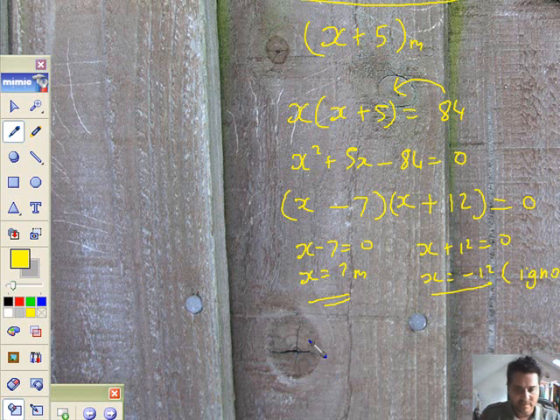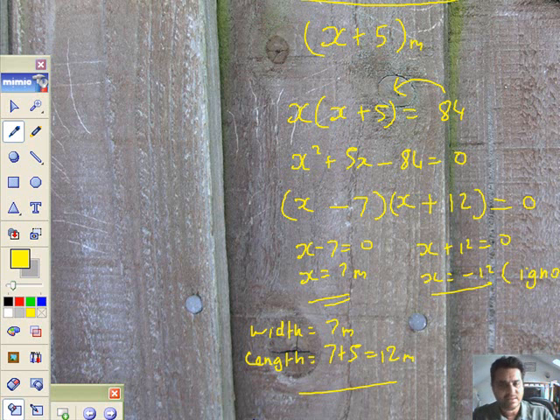Find the length and width of the garden. So therefore width equals 7 meters, and the length is going to be 7 plus 5, which is 12 meters. So we've got a rectangular garden, 12 by 7, and that's it. I'm going to pause the video and prepare question 7, I think, because it looks a bit tricky.